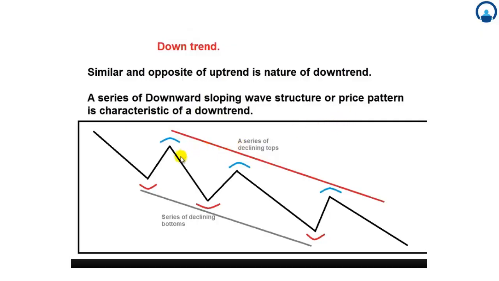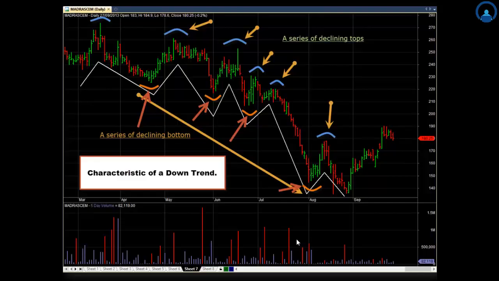Let's take a look at the theoretical price structure. This is how an ideal downtrend should look like. The nature of a downtrend is similar to and the opposite of an uptrend. A series of downward sloping wave structures or price patterns is characteristic of a downtrend. You can see it has a series of falling tops along with a series of falling bottoms. Let's go ahead and take a real chart example.